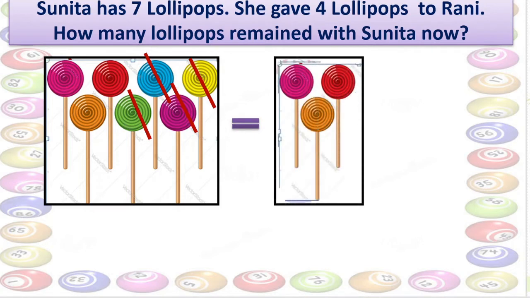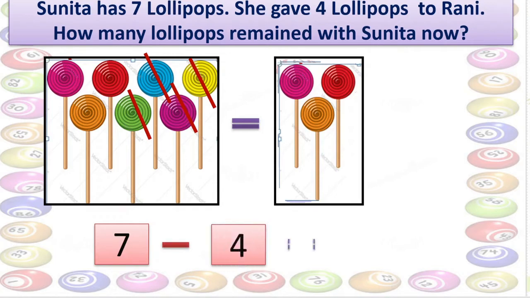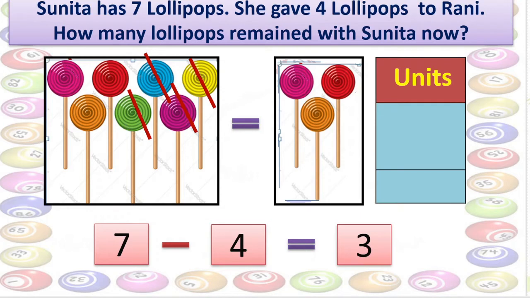Am I right? So let us write this in numbers, that is 7 lollipops minus 4 lollipops is equal to, yes, 3, because we have the answer. Correct? Now the same thing we will write in tabular form, that is 7 lollipops minus 4, that gives us 3. Okay? Here, next one.